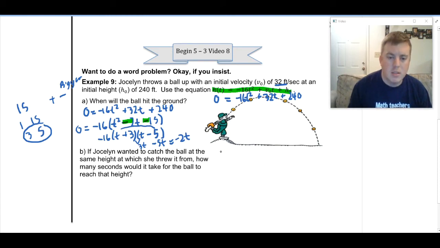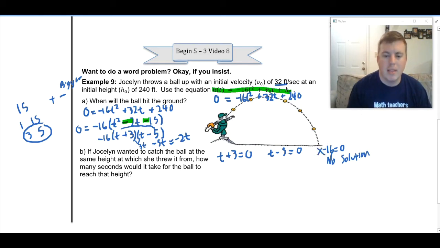Now we need to actually solve this. So I'm going to set each factor equal to 0. We have t + 3 = 0. We have t - 5 = 0. And then we're going to have -16 = 0. But as we talked about in other videos, there is no way that negative 16 can actually equal 0. So that's going to be no solution. We don't even really need to worry about that.